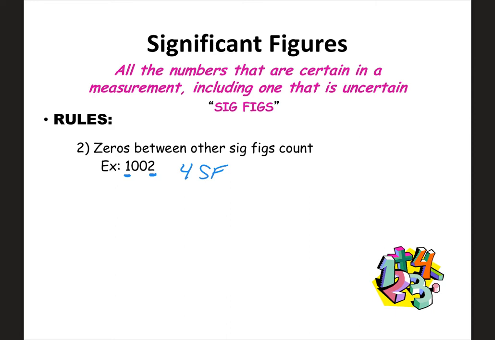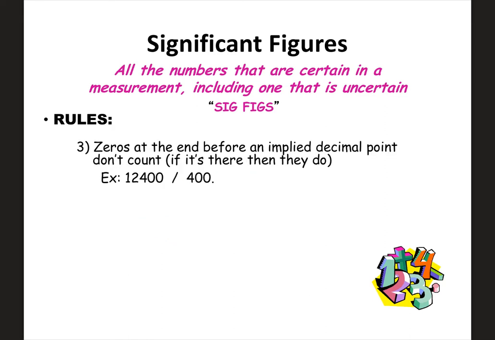So even if you had the number here like 41,005. All right. The 4 and the 1 both count. The 5 counts. And these zeros are smushed in between. So this would have a total of 6 sig figs in that number. Okay. So it's just counting.